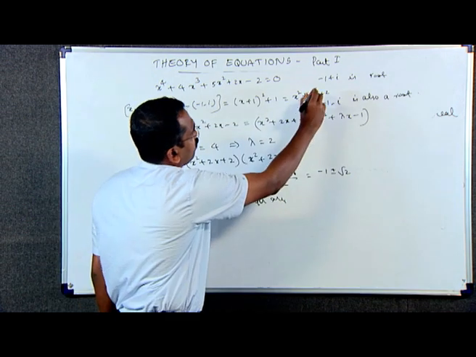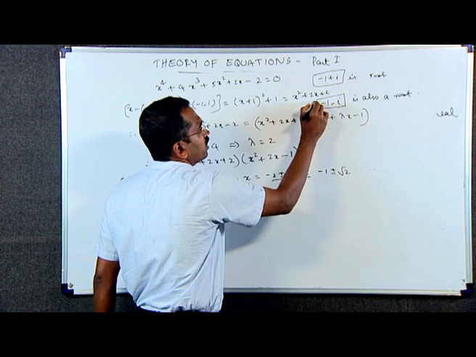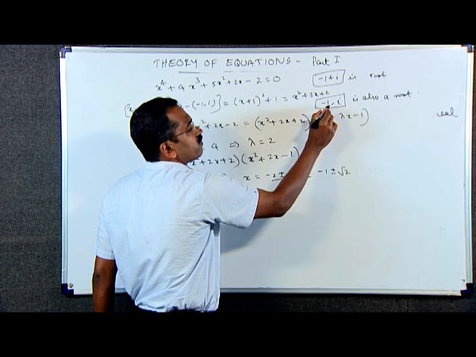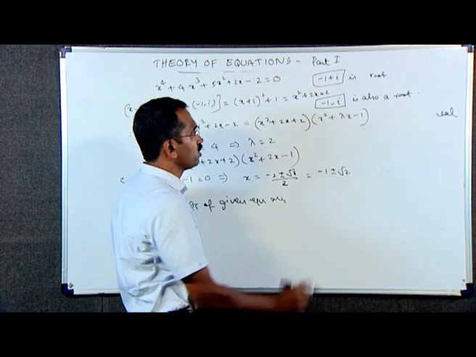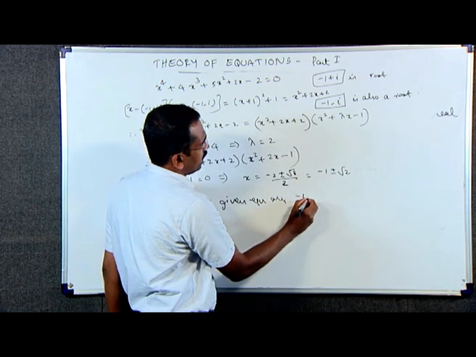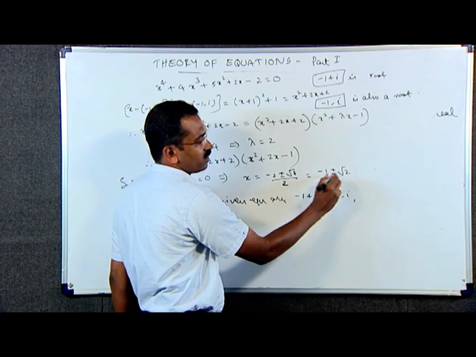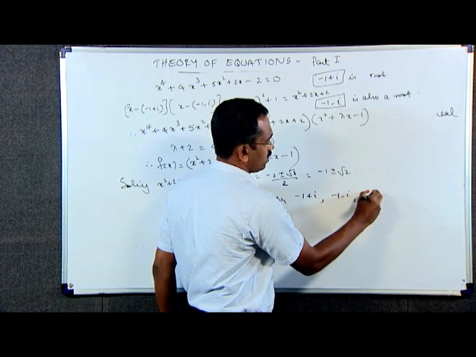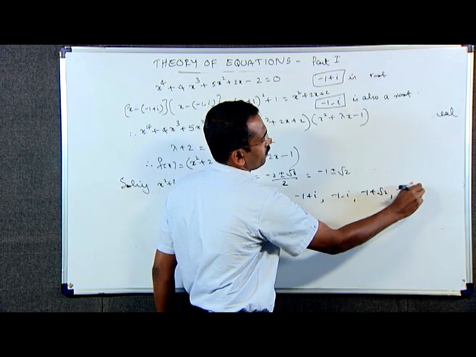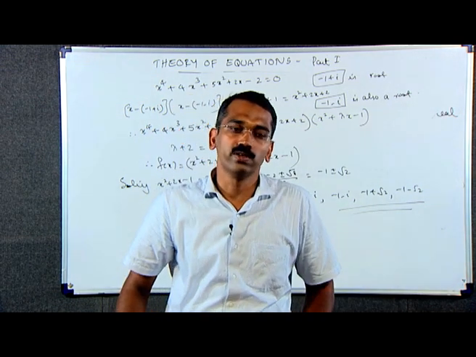Therefore, the roots of the given equation are: the first root is −1 + i, it is given. From the above theorem, we say that −1 − i is the conjugate of the given complex root. Therefore, −1 + i, −1 − i. From here, we obtained two roots, −1 + √2 and −1 − √2. These are the four roots of the given equation.